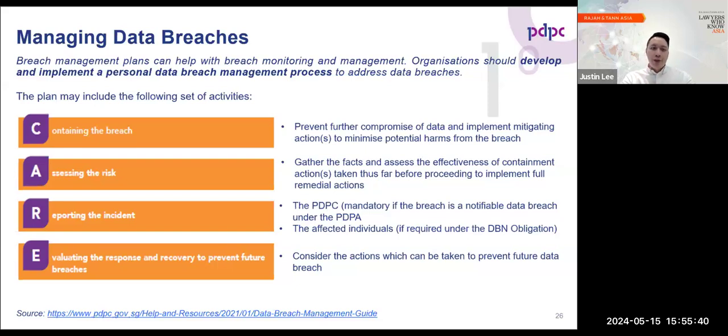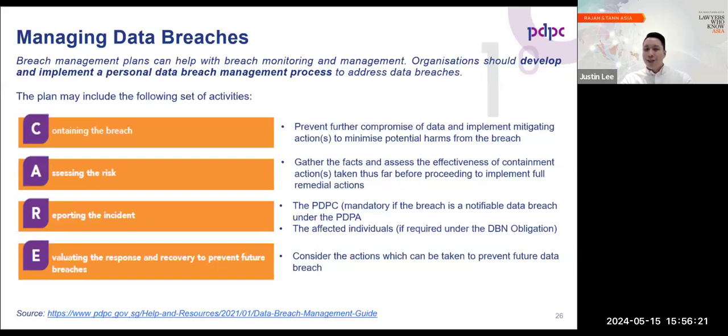And finally, evaluating the response and recovery to prevent future breaches. So this is the most long-term, forward-looking thing, right? Having assessed what happened, how do we effectively address the root causes of the incident to make sure that incident and similar incidents don't happen again? How can we beef up our security posture in general? Or if it's not an IT related issue, if it's, for example, an organizational or operational issue, like someone mistakenly sent an email to the wrong recipient containing a whole bunch of personal data, or sent customer B's data to customer A by accident.